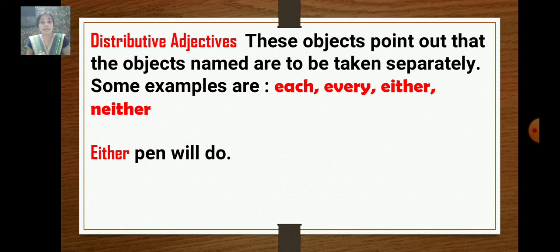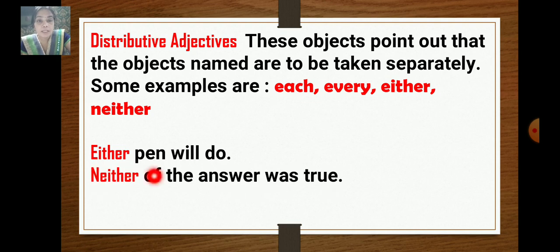Every man must do his duty, or every child must do the homework. So here we are mentioning that every. So every is the distributive adjective. Neither of the answers was true. So which answer? Neither. This answer also, that answer also was not true. So the word neither is the distributive adjective.